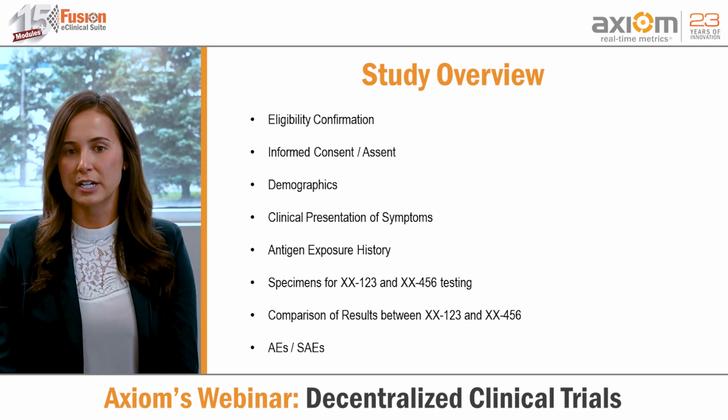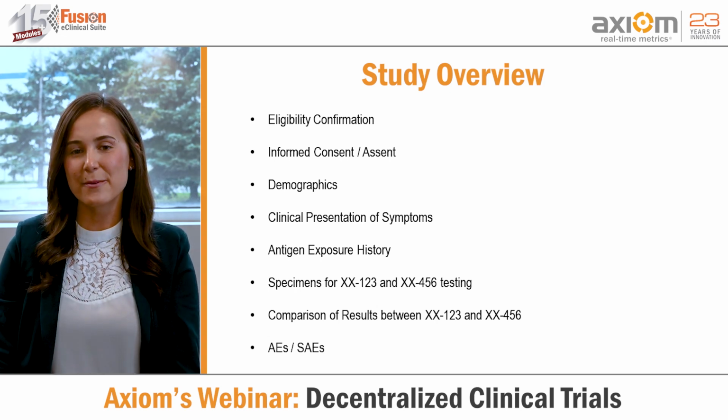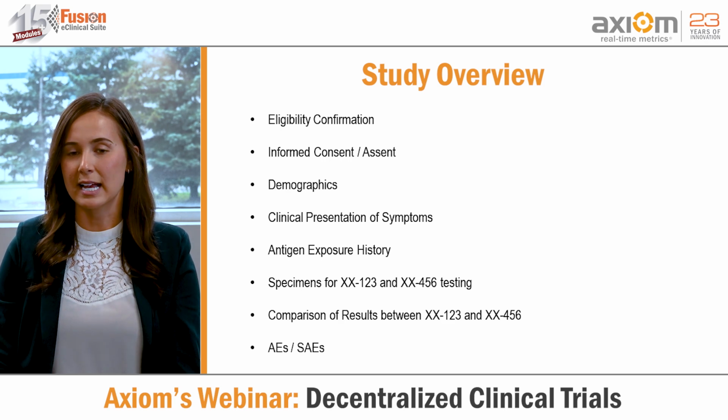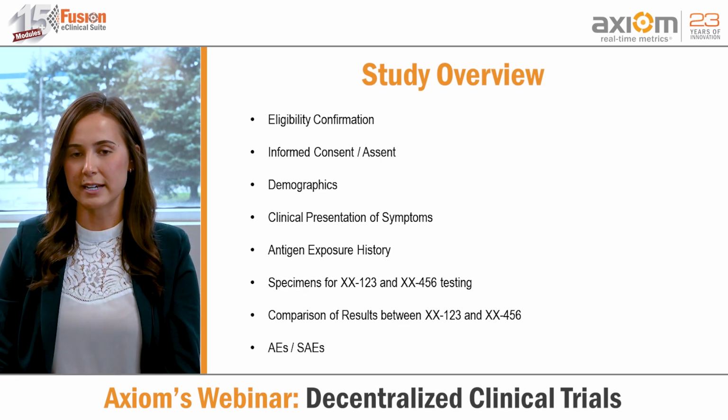And these are going to be used for the qualitative detection of antigen Z for self-administered use at home. This study will follow subjects through a one-time use of each detection device upon confirmation of them meeting all eligibility criteria. So now that we know what the study is all about, let's take a look at what study assessments we have. So in addition to capturing eligibility, the sponsor is looking to collect informed consent or assent, demographics, clinical presentation of symptoms, antigen exposure history, specimens for both devices, XX123 and XX456, and the testing results, comparison of results between these two devices, and then any AEs or SAEs that are acquired throughout the study.